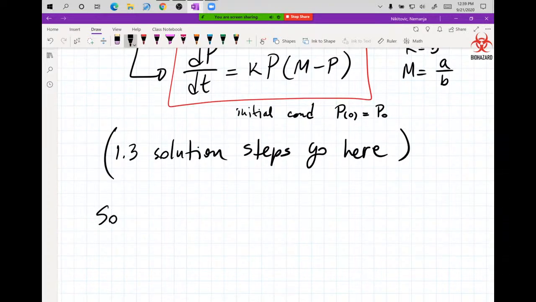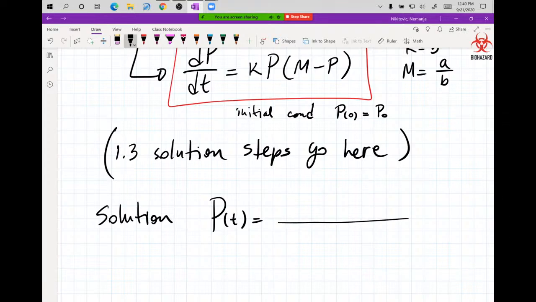All right, so solution. For the logistic equation, once you go through the basic calculation I did, well, it's basic because it's partial fraction decomposition, basic integration, and then algebra. So we did not use any advanced mathematics there. It better be P(t) = M P0 divided by P0 plus (M minus P0) times e to the negative kMt. So this is going to be your solution to the differential equation.